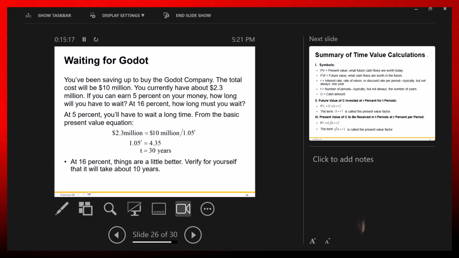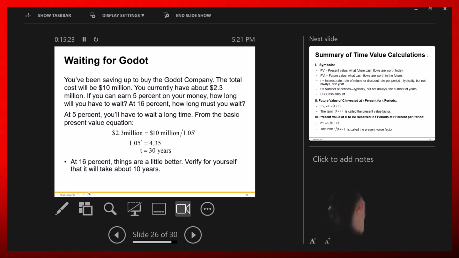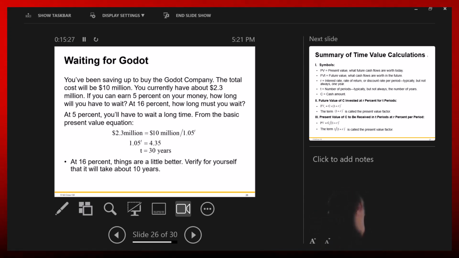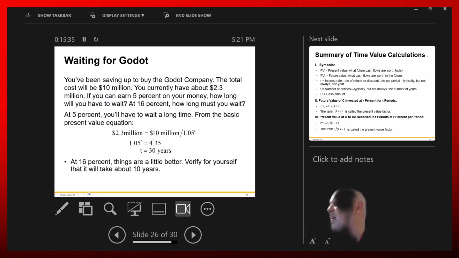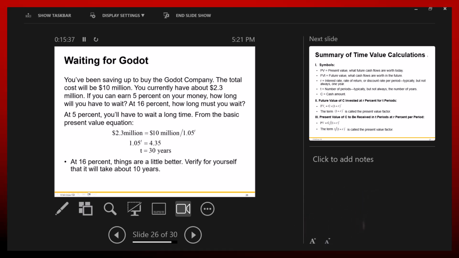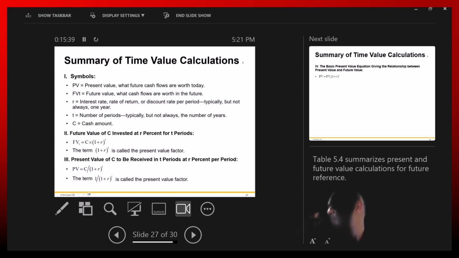Waiting for Godot. You've been saving up to buy the Godot company. The total cost will be $10 million. You currently have about $2.3 million. If you can earn 5% on your money, how long will you have to wait? At 16%, how long must you wait? At 5%, you'll have to wait a long time, 30 years. At 16%, things are a little better. You can verify yourself that it would take about 10 years.